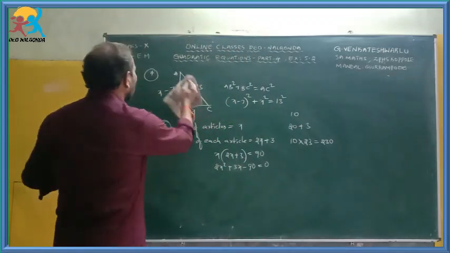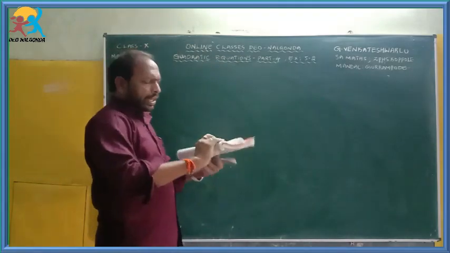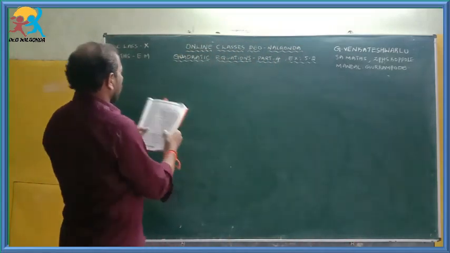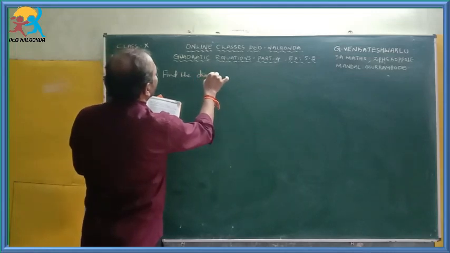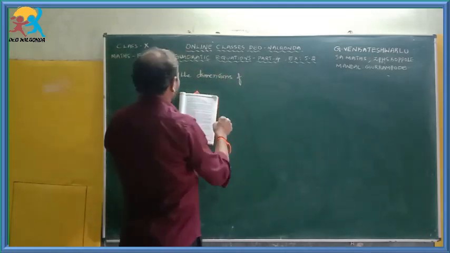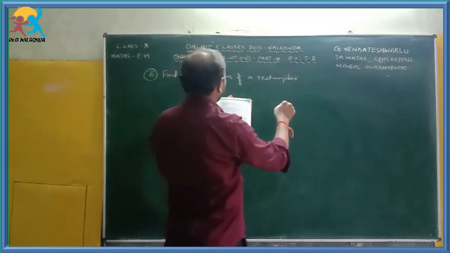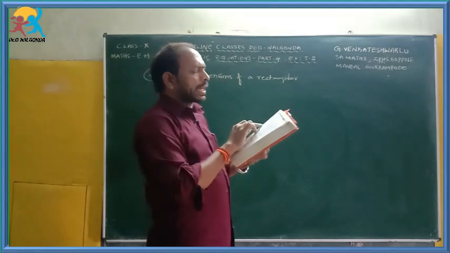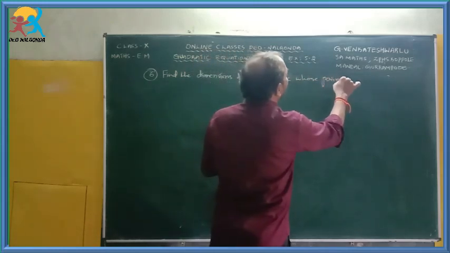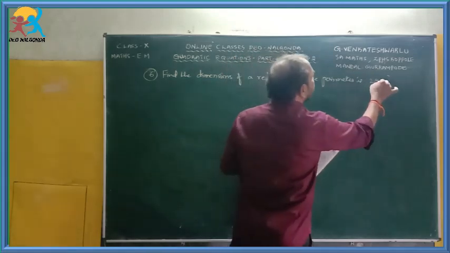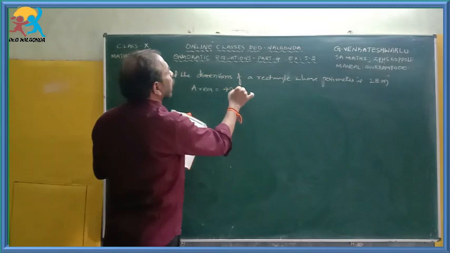Okay, next let us discuss the 6th problem. Let us discuss problem number 6. What is given in the 6th problem? Look here. Find the dimensions of a rectangular plot. Find the dimensions of a rectangle whose perimeter is 28 meters and area is equal to 40 square meters.